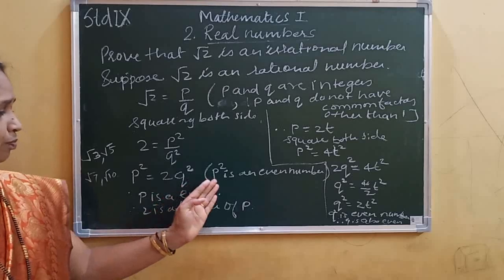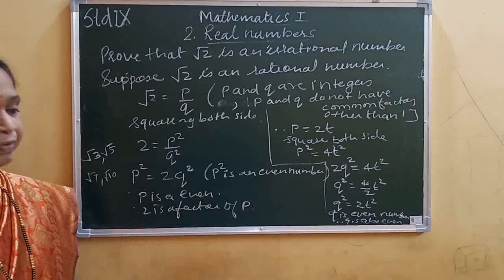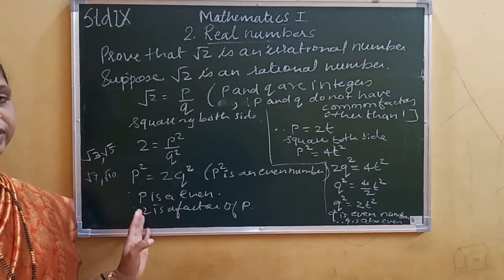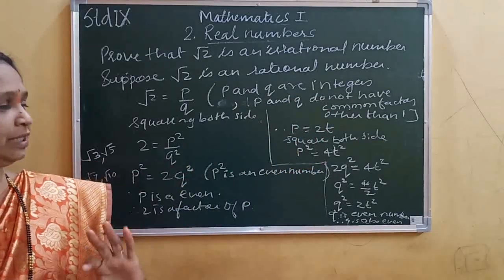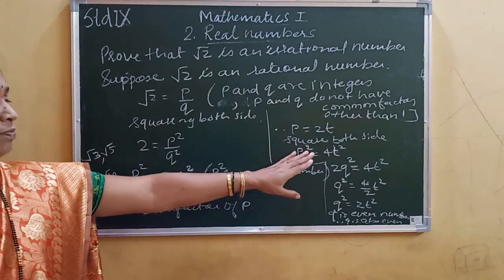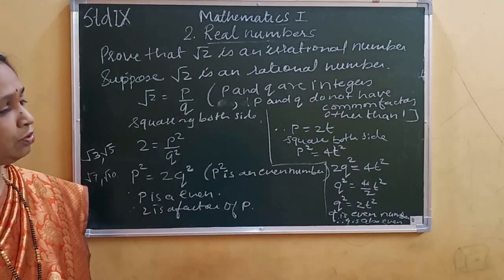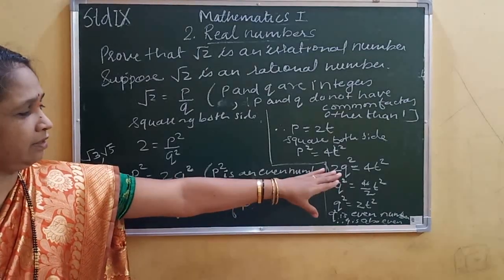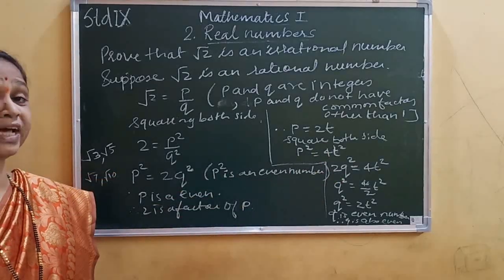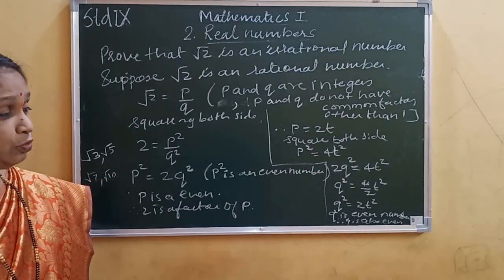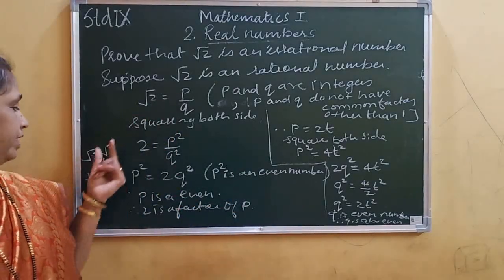3Q square. So P square is divisible by 3, therefore 3 is a factor of P. Instead of 2, we are going to get 3. So therefore P is equal to 3T. Squaring both sides, P square is equal to 9T square. Here we got 3Q square, so 3Q square is equal to 9T square. So Q square will be equal to 3T square. Instead of 2, I am telling about 3.